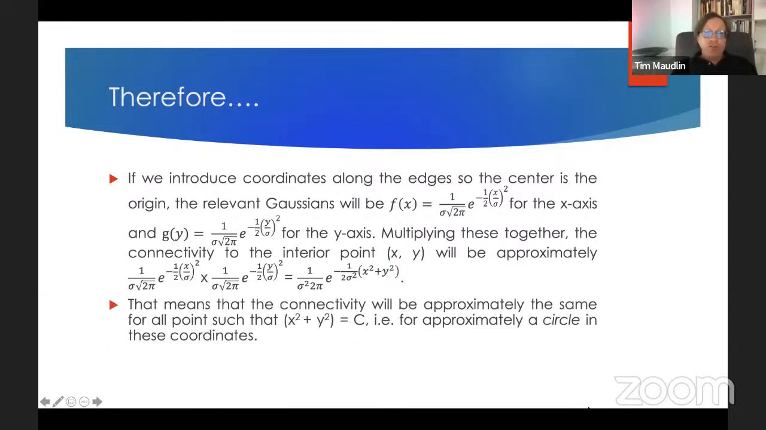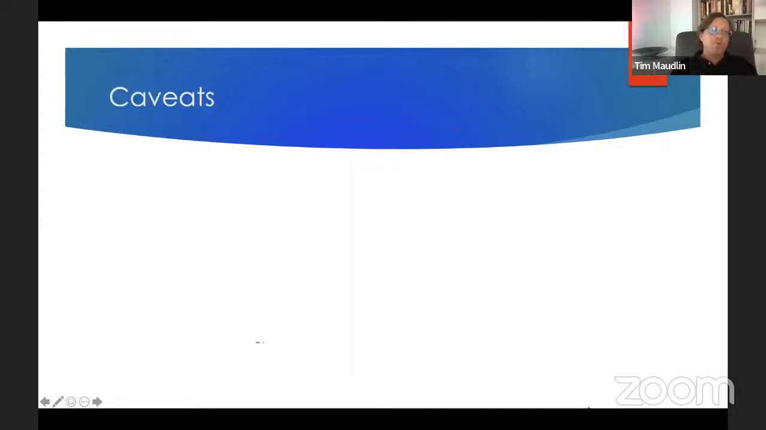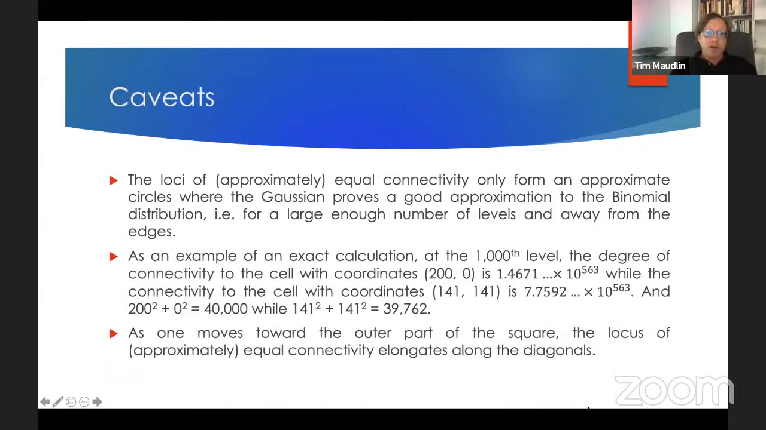So in a very strict sense, a circular kind of structure emerges as loci of equal temporal connectability to the top, right? And that emerges in a pretty strict sense, although you do have to stay away from the tails. You don't get too close to the edges. It emerges in those conditions where the Gaussian is a good approximation to the binomial distribution. So that's part of what we wanted to do. All right, those are my caveats.